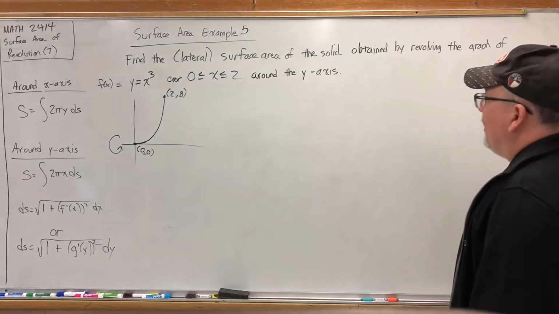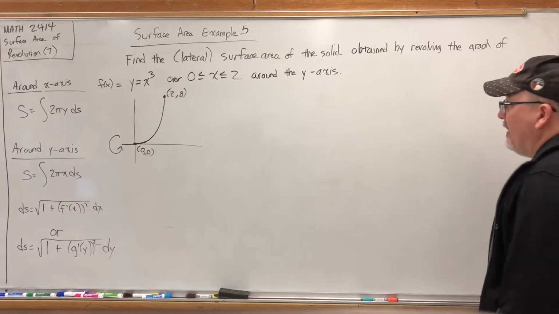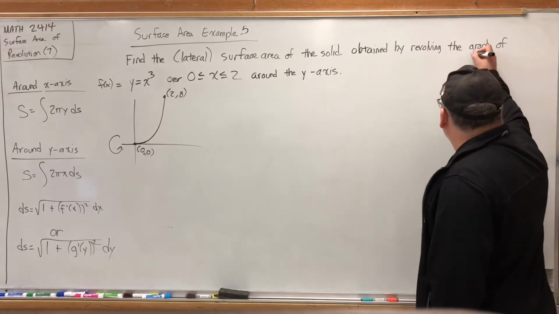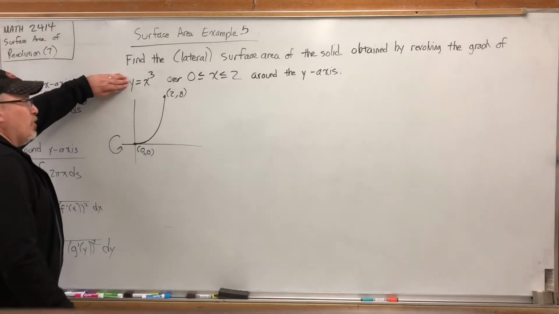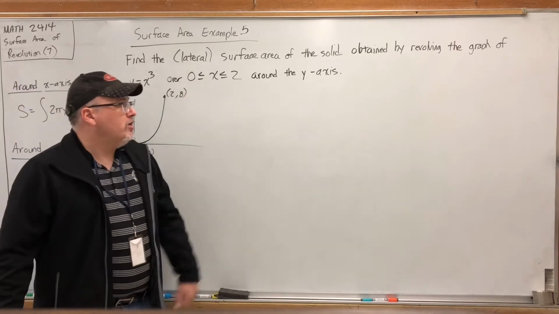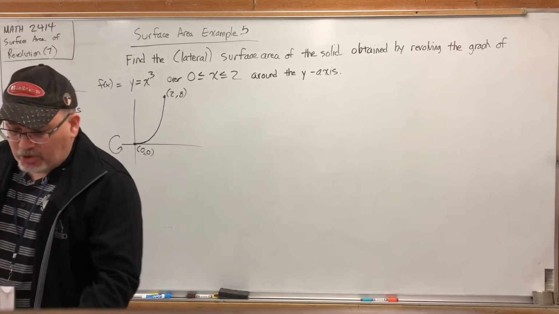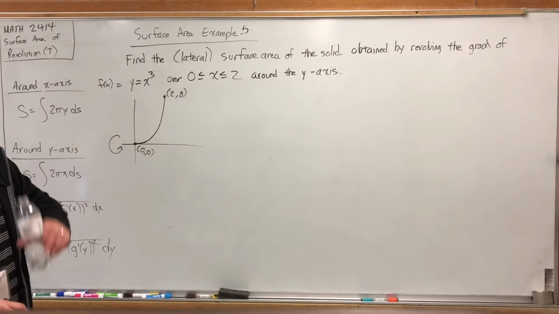All right, so here's the problem. Find the lateral surface area of the solid obtained by revolving the graph of f of x equals y equals x cubed. So that's left over from the previous video. Originally, it just said y equals x cubed over the same interval, x is from 0 to 2, around the y-axis. So what's the difference? And if you're like, what do you mean? In the previous video, we did this exact same problem, except there was one difference.